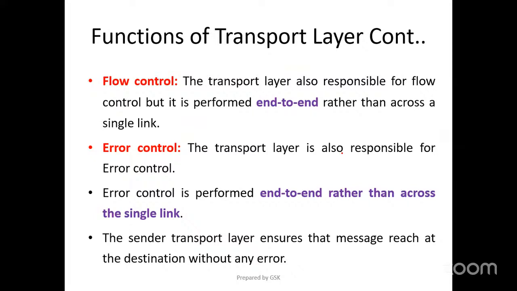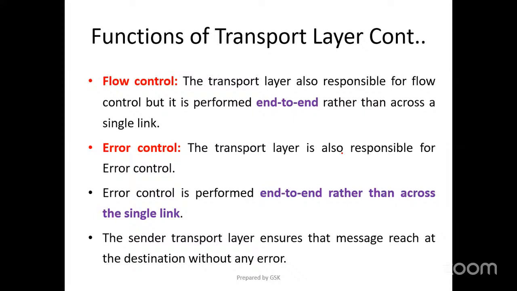Next, flow control. This is the responsibility of the data link layer also, right? We covered flow control and error control in the data link layer also. The transport layer is also responsible for flow control, but it is performed end to end rather than across a single link. Flow control means if there is a mismatch between the receiver and sender speed, the data flow will be controlled.